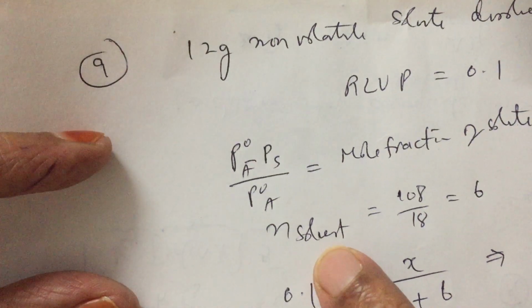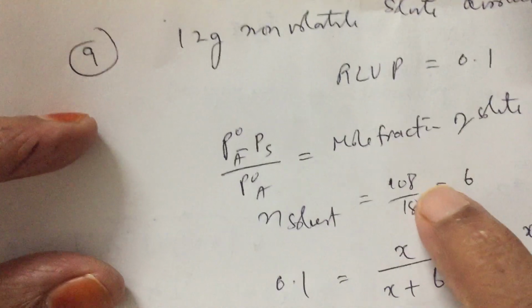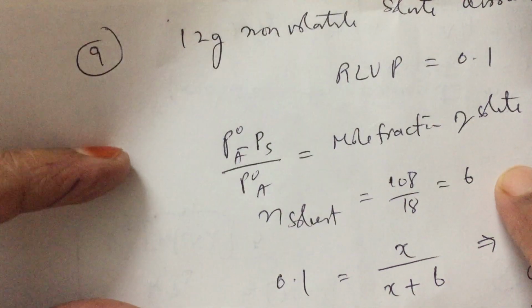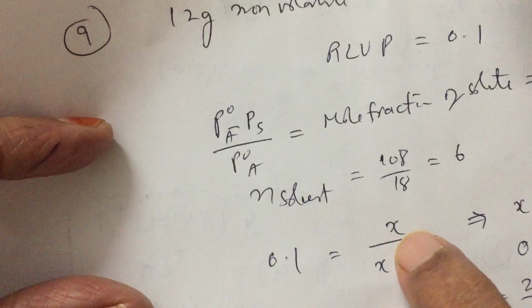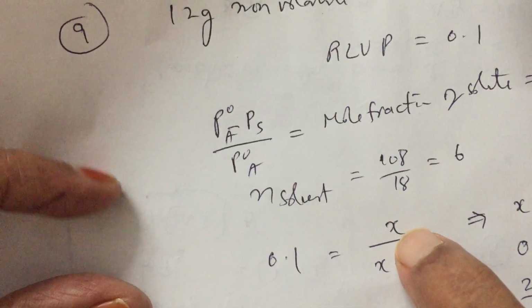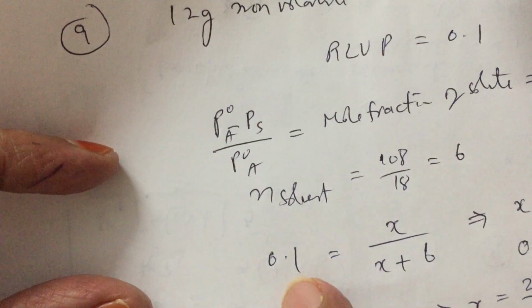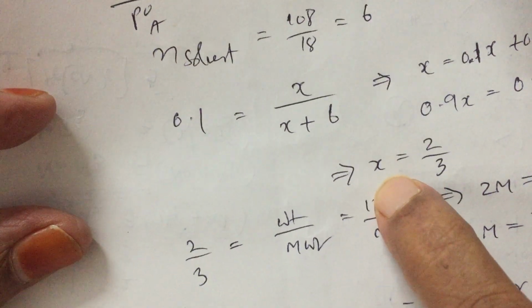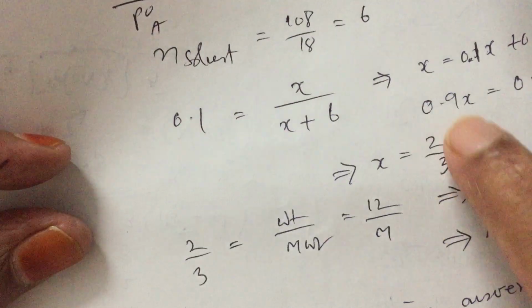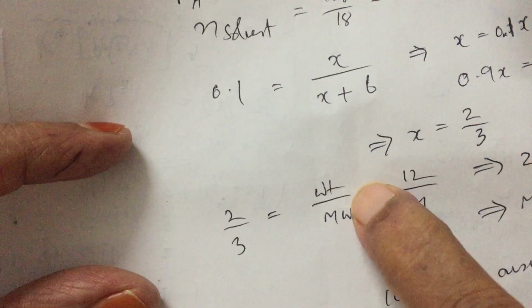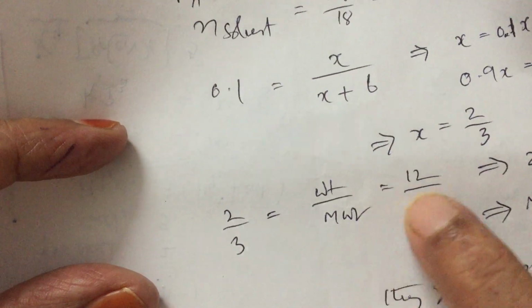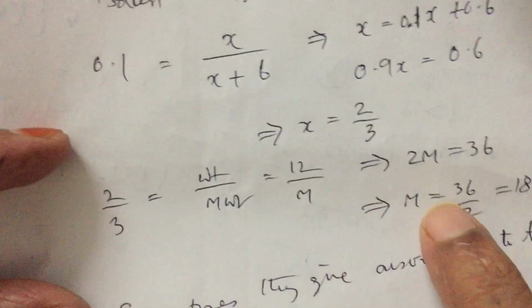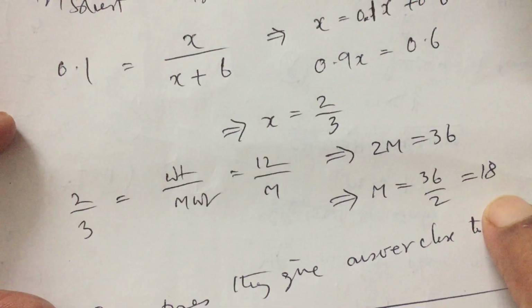So the number of moles of solvent is equal to the weight of solvent 108 by the molecular weight of water 18, which is 6. Let us suppose the number of moles of solute is X. So X by X plus 6 is equal to 0.1. If you solve, X works out to be 2 by 3. Now 2 by 3 is equal to weight of solute by molecular weight. Weight of solute is 12, molecular weight I don't know. On solving I am getting molecular weight as 18.